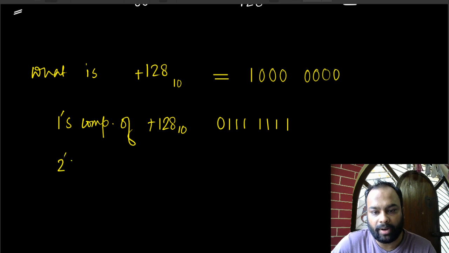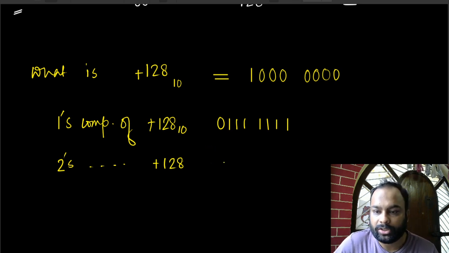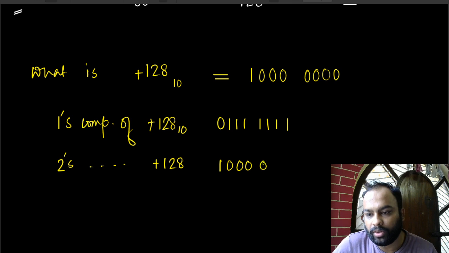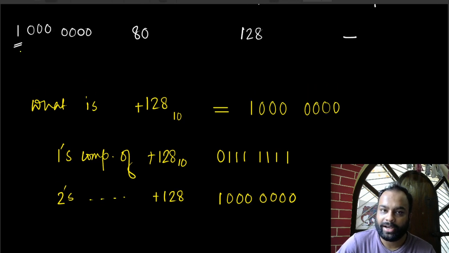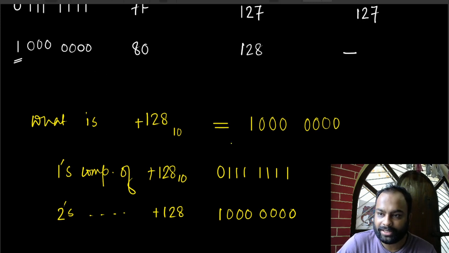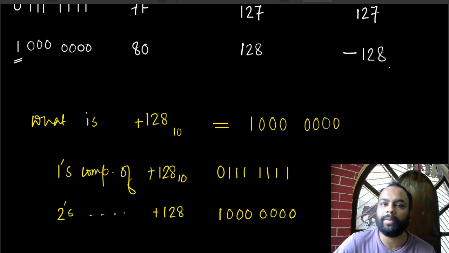So what is two's complement of plus 128? Add 1 with this. So what do I get? 1 0 0 0 0 0 0 0. So this is two's complement of plus 128, right? So question again, what is this number then? This is two's complement of plus 128, so this is minus 128. Negative numbers are just two's complement of their positive counterpart. So this is minus 128. You get the point, right?